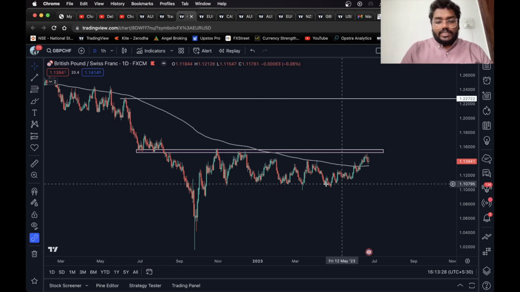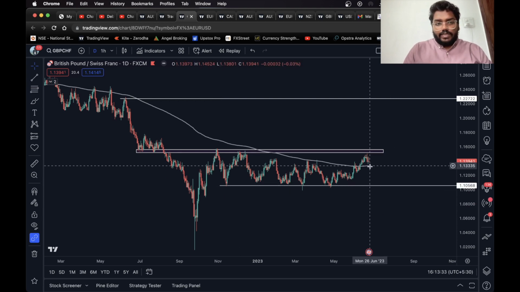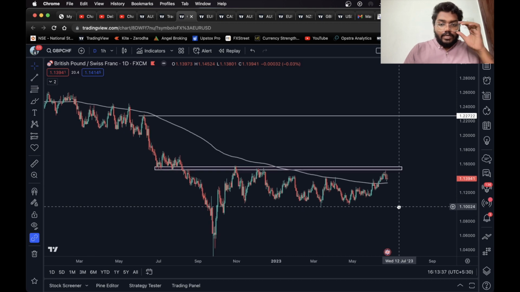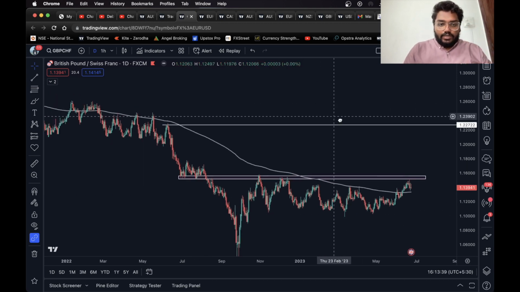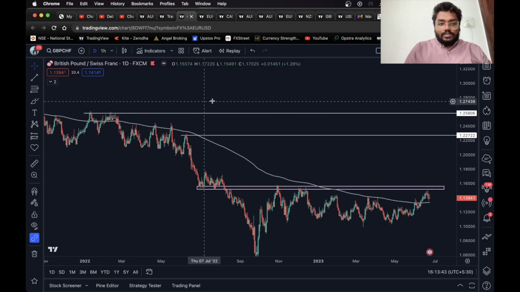Okay, for short side, I wouldn't really recommend anyone to trade below this level. It's a daily time frame, so we are only going to look for a long side as of now. You can consider this level as your target, and then if you can hold it further, you can consider this level also as your final target.